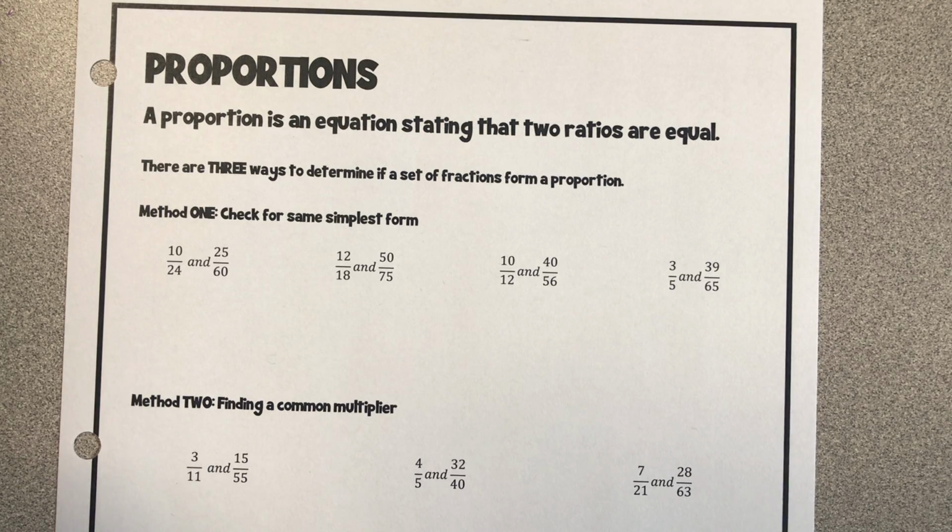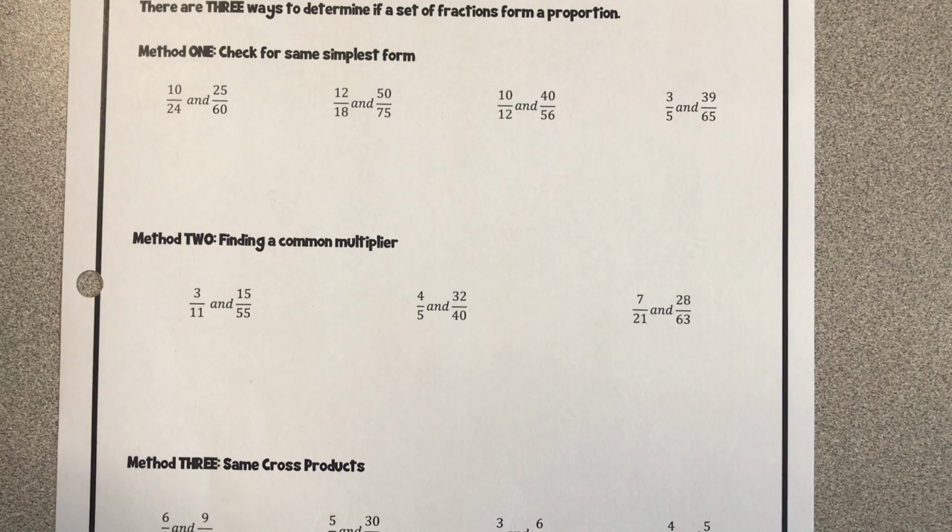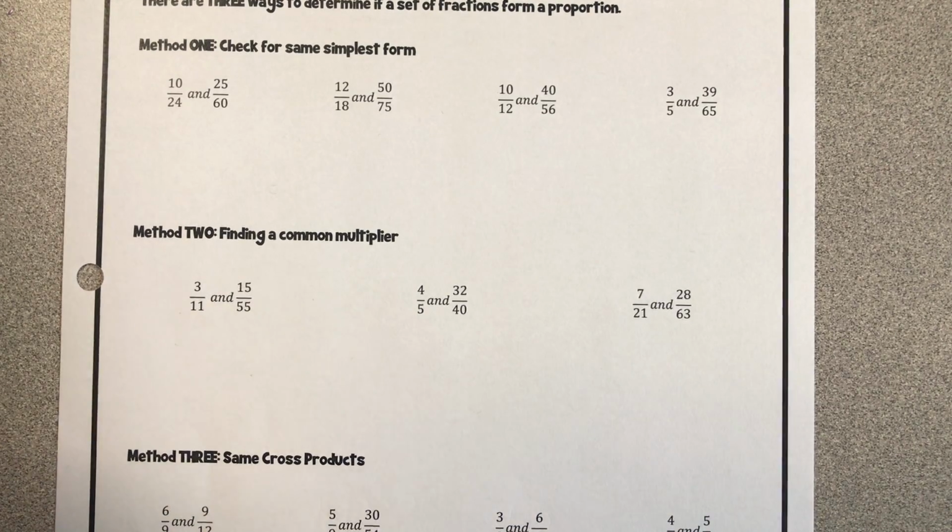Okay, proportions. A proportion is an equation stating that two ratios, right, which is just a fraction, are equal. And there's three ways that we can tell if a set of fractions form a proportion. Okay, so method number one is we're going to check to see if they have the same simplest form.